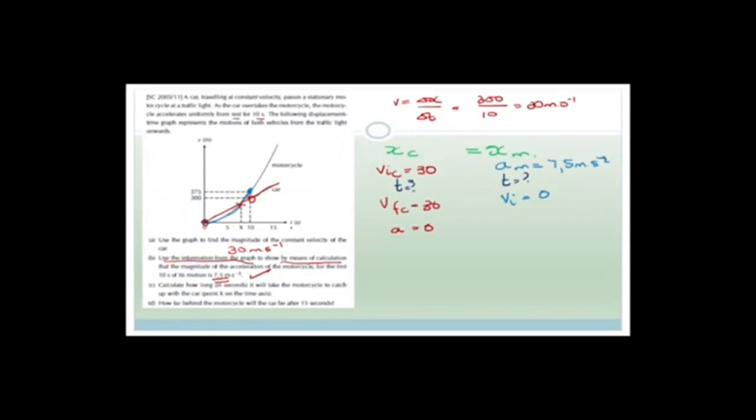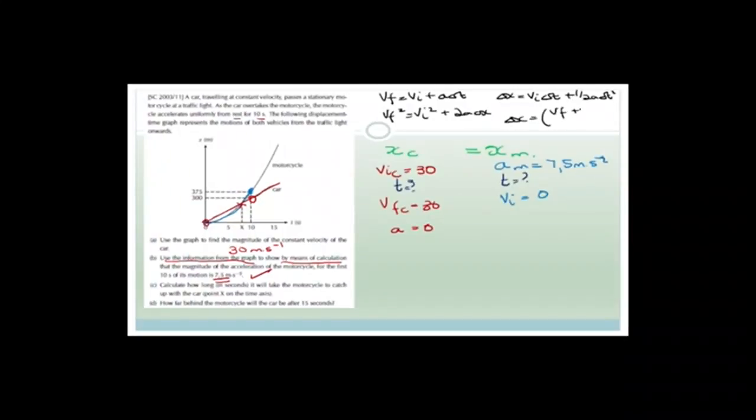The equations are, just a second, let me just erase this thing here so it's out of the way for me. Okay, so we know that VF is equal to VI plus A delta T. We know that VF squared is equal to VI squared plus 2A delta X. We know that delta X is equal to VI delta T plus a half A delta T squared. And we know that delta X is equal to VF plus VI over 2 delta T.